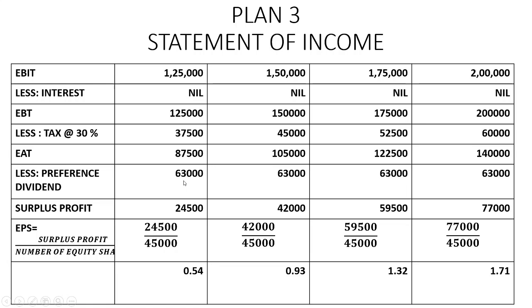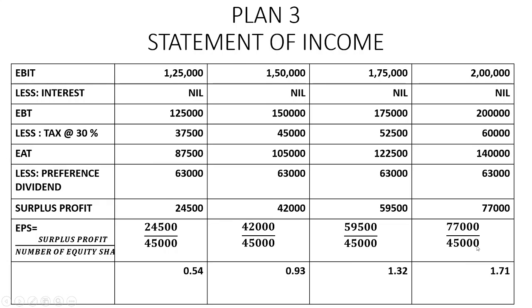So in this case we have preference shares, 4,50,000 at 14%, 4,50,000 multiplied by 14%, 63,000 rupees. So surplus profit is equal to 24,500, 42,000, 59,500 and 77,000. So EPS is equal to surplus profit divided by number of equity shares, 24,500 divided by 45,000, 42,000 divided by 45,000, 59,500 divided by 45,000, 77,000 divided by 45,000.